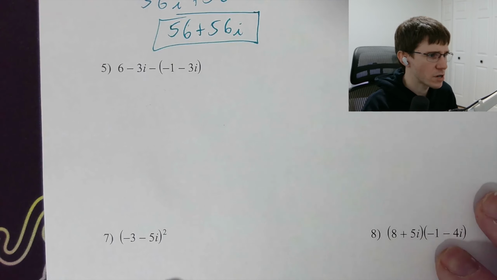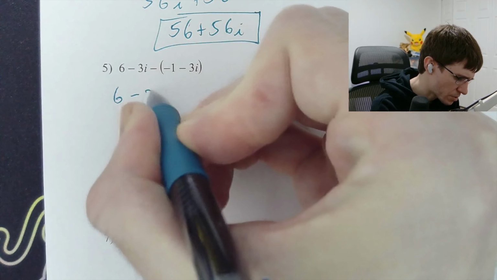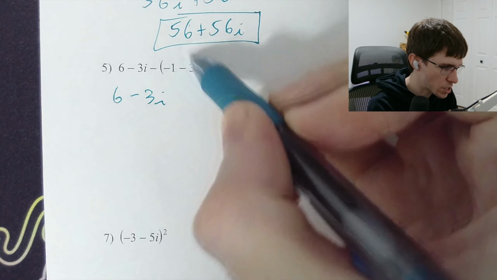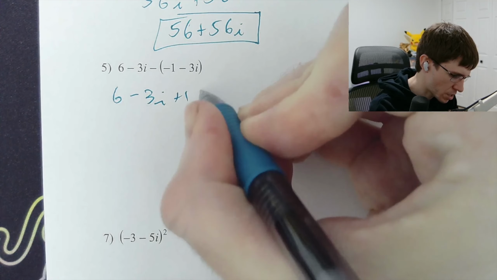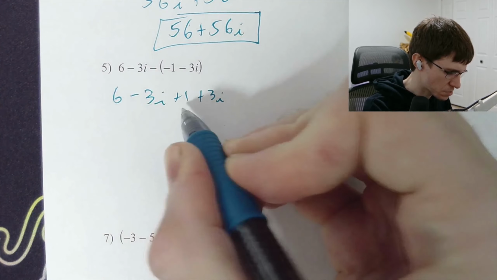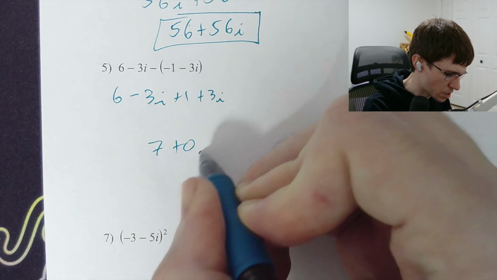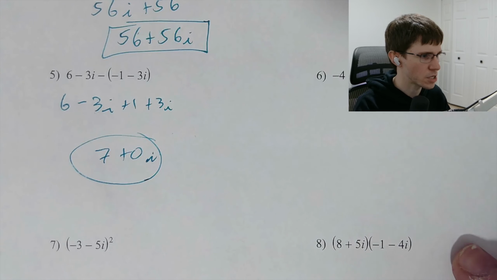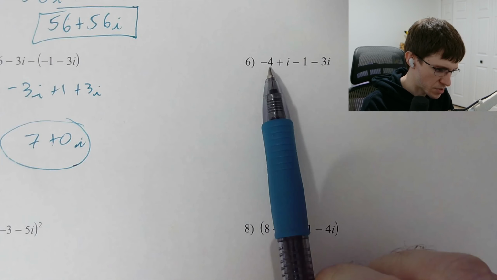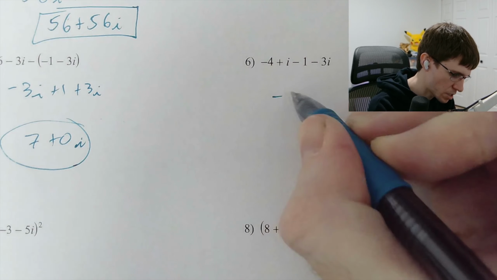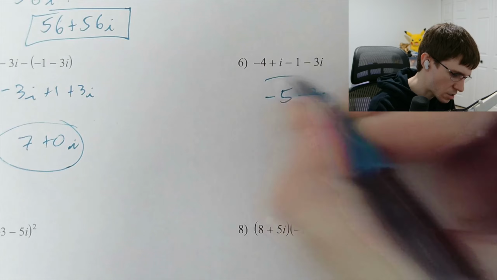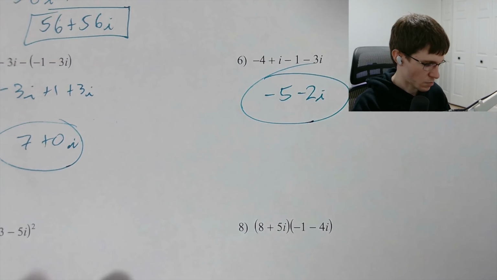Over here, we're going to have just basic old distributive property. Remember, when you subtract something, you are doing minus a negative and distributing that whole thing, so it becomes plus 1 and plus 3i. Yet again, the negative 3 and positive 3 will end up canceling, so we get 6 plus 1 is 7 plus 0i, and we are happy campers yet again. Moving on to number 6. On number 6 here, we have negative 4 minus 1 is negative 5, and i minus 3i is minus 2i. There we go. Cool beans.